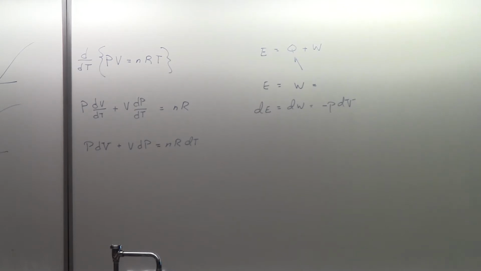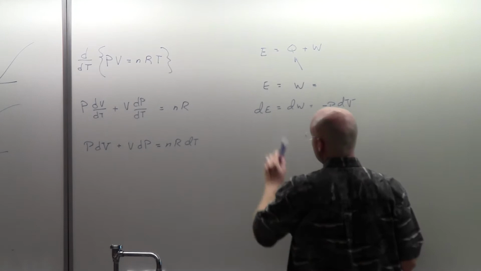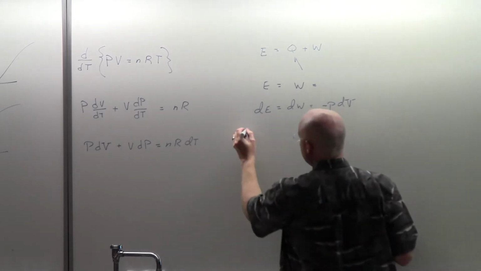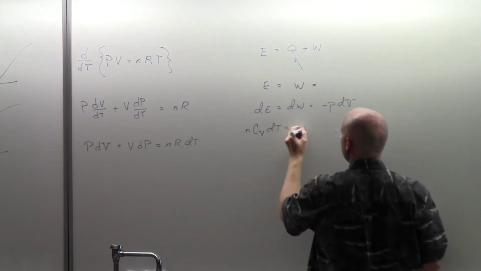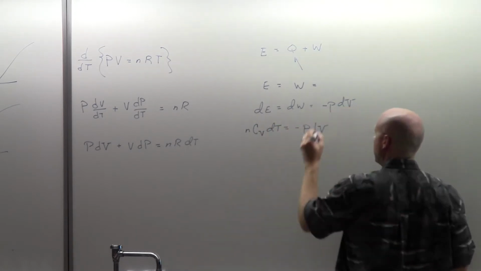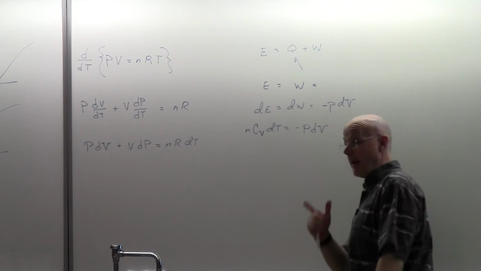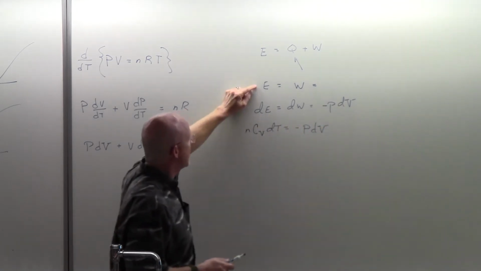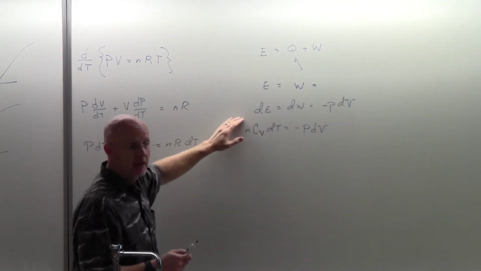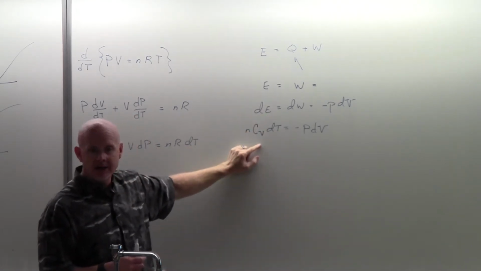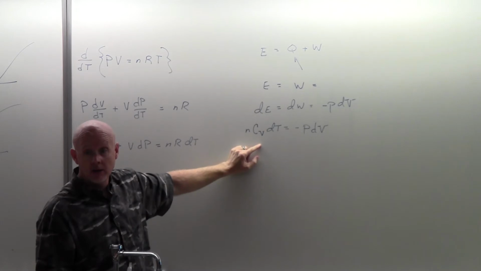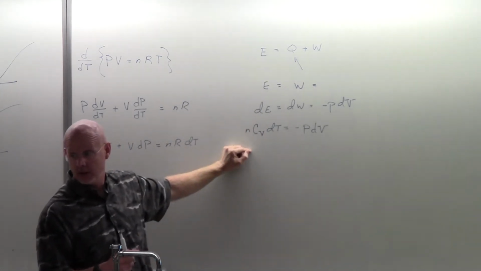And now I'm going to invoke what we did already. How can I calculate dE? Wouldn't that be n Cv dT? Now, maybe I should emphasize: notice I just calculated a small change in the energy. What did I use to calculate a small change in energy? Constant volume. Can I do that? Yes. Is this a constant volume problem?